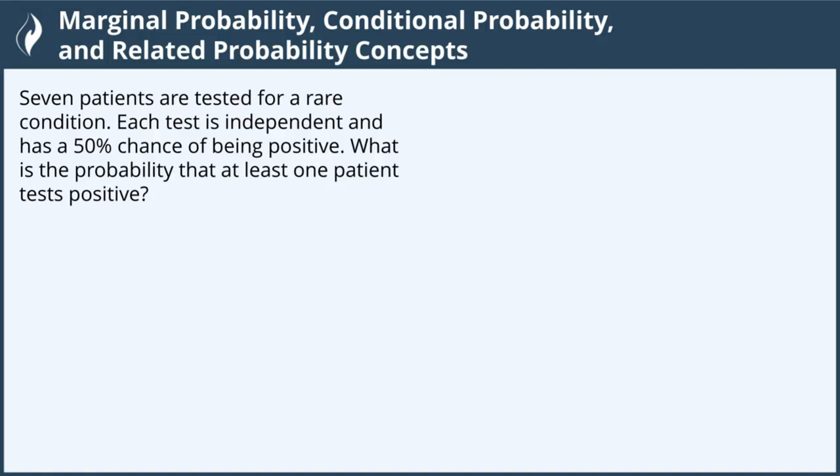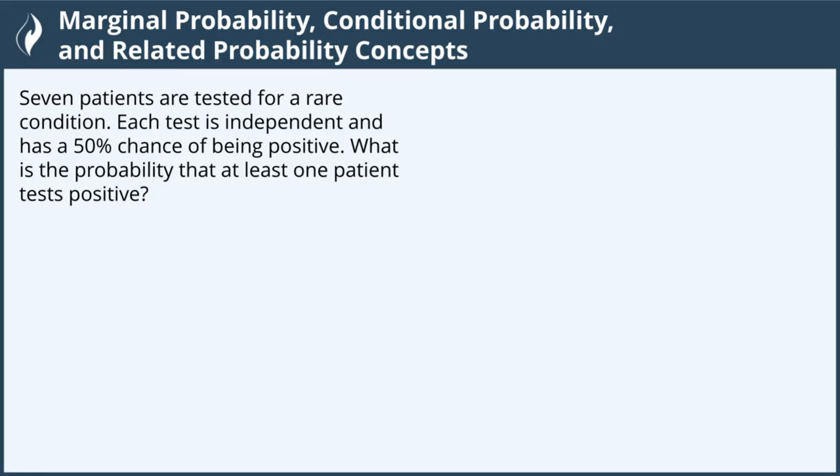Because at least one means 1, 2, 3, 4, 5, 6, or 7. That's a lot of probabilities to find. So it's actually easier in this case to find the probability that the patient tests negative, or the opposite, and subtract that from the total, which will be 1, and then raise that to the number of trials, in this case patients, and there are 7 patients tested.